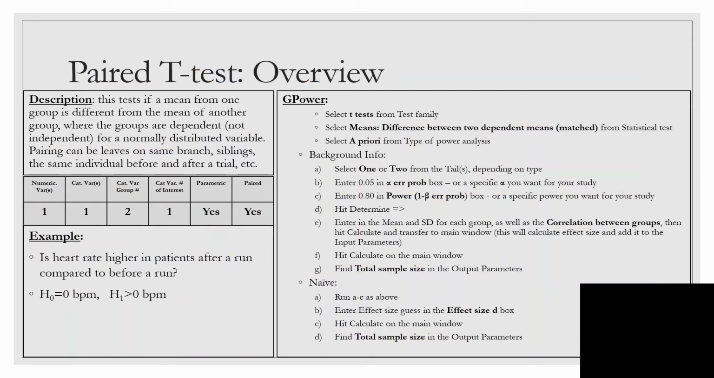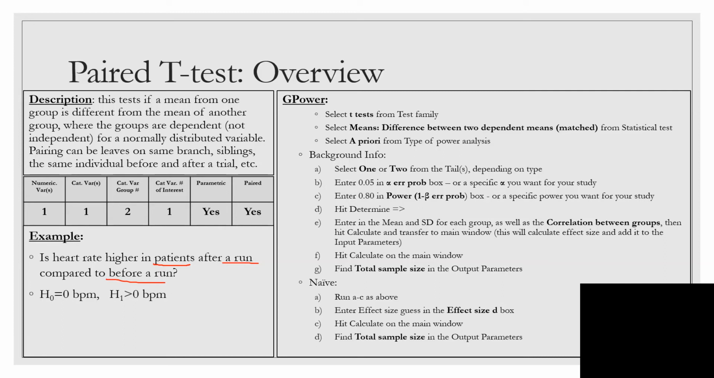Next, we have the paired t-test. This tests if there's a difference in means between two groups, but the groups are paired. They're dependent. This is often things like leaves on the same branch, siblings, the same individual before and after a treatment. Like, for example, a patient being measured for heart rate before a run and after a run.